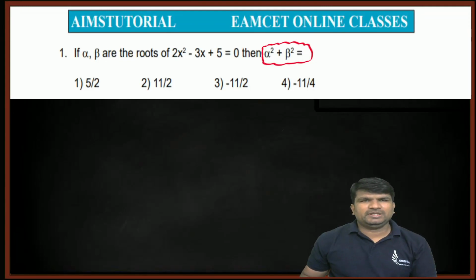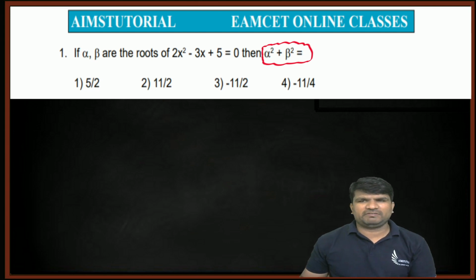Welcome to Ames tutorial. In today's class, we are going to discuss quadratic expressions. Our first question is, if alpha, beta are the roots of the quadratic equation 2x square minus 3x plus 5 equals 0, then find the value of alpha square plus beta square.